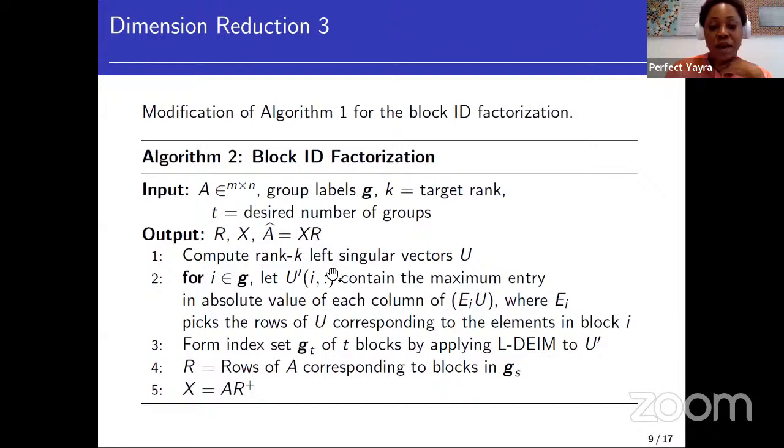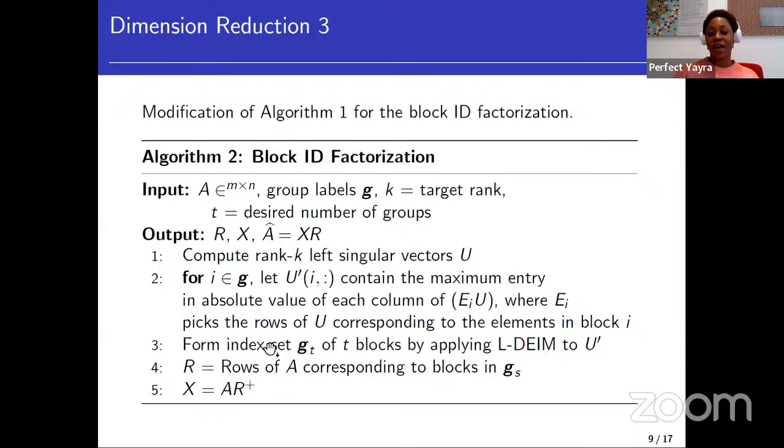Now, what we do is that first, for each group, we collect each group and try to find the representative rows in the singular vector of each group. For instance, after computing the singular vector of A, for i belonging to the distinct group labels, we first pick all the rows in U corresponding to this group. Then for each column vector in that U, we pick the maximum entry in absolute value. So we pick a representative row in the SVD U. After picking this, we put them in U prime. So if we have, for instance, 40 groups, the dimension of U prime will now be 40 by K.